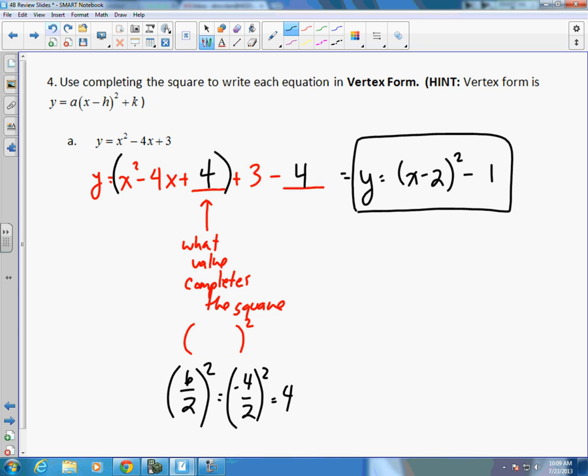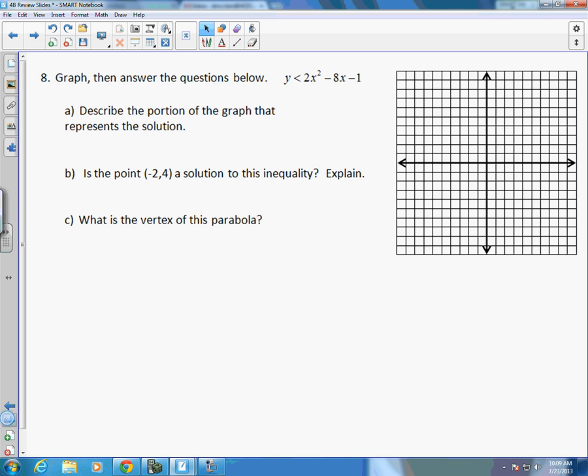So when my equation's in vertex form, the vertex is right there. If you were asking yourself what the vertex would be, by putting it into vertex form I find the vertex is 2, negative 1. Opposite of what's inside, exactly what's outside. Not necessary to find the vertex here. It didn't ask me for that. It's asking me for vertex form, but that's how you would do it. So that's completing the square to put an equation in vertex form. That's a skill you need to know.